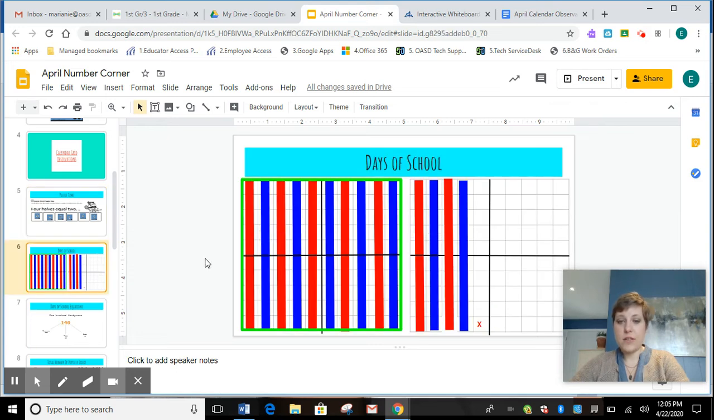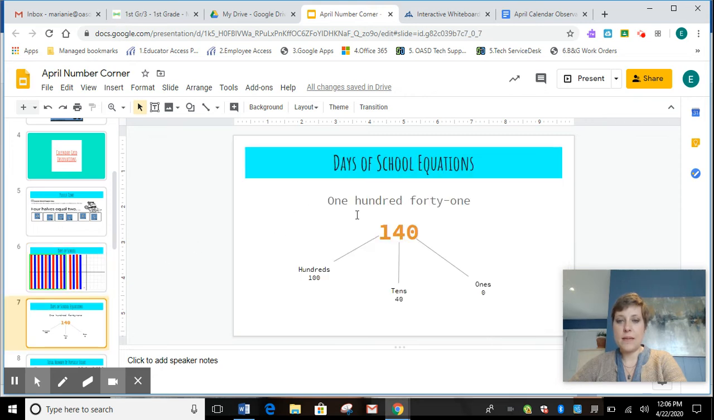Awesome, first graders. Let's take a look at days of school then. Today it is the 141st day of school. Can you count it up with me? 100, 110, 120, 130, 140, 141. You got it, friends. Let's take a look at what happens when I change 140 into 141.